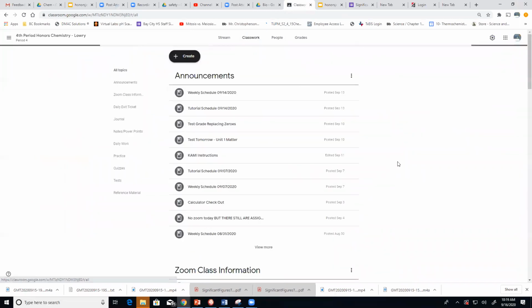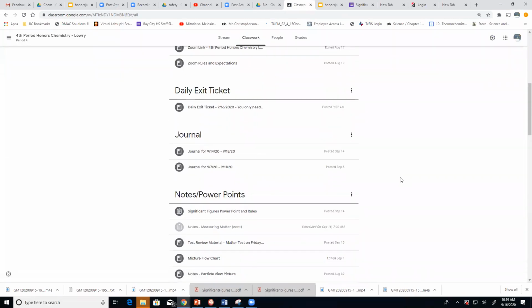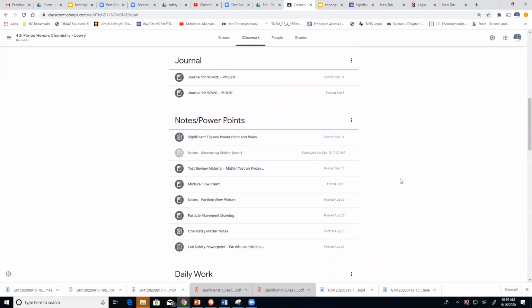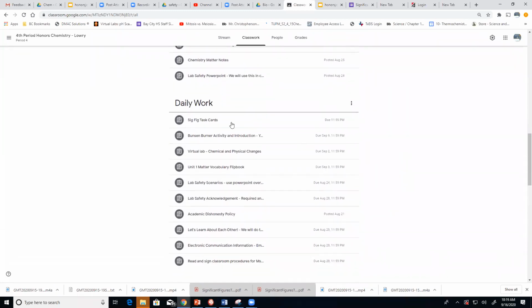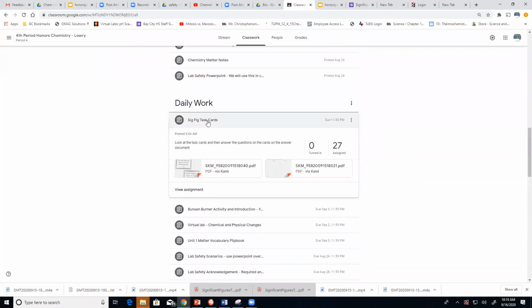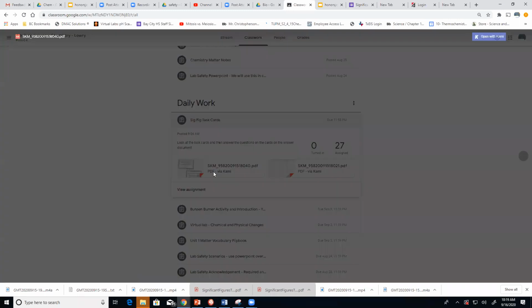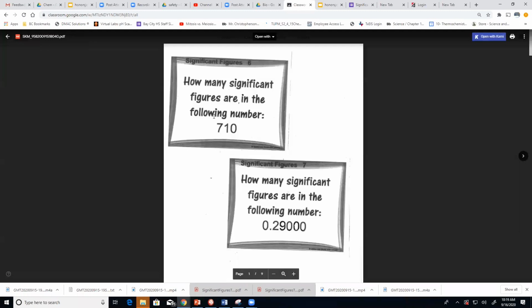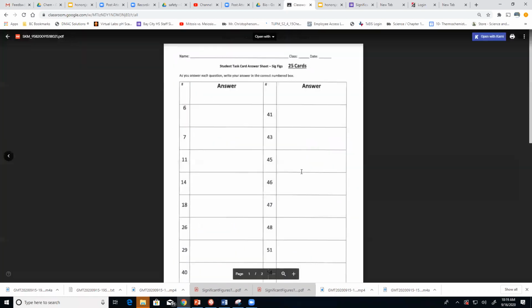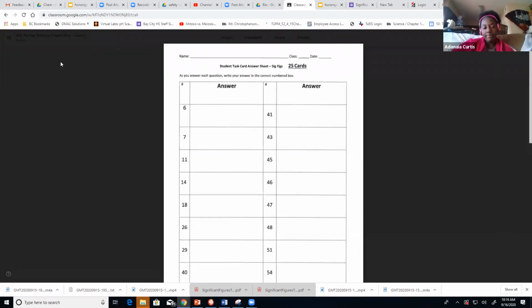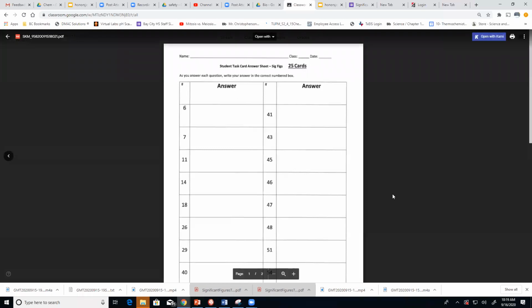So if you're absent, then you'll just go into Google Classroom. I know you're not officially absent, but here it says SigFig task cards. So one of them are all the cards. See, the numbers are right up here at the top. And then the other part is where you're going to record your answers, okay? And you'll have to use Cami to record on here. Okay? And then don't forget to do your exit ticket.